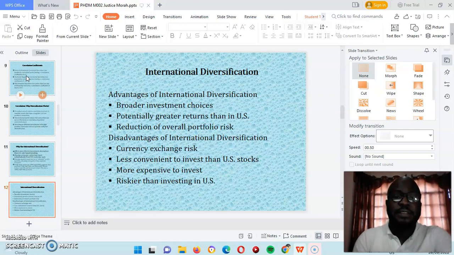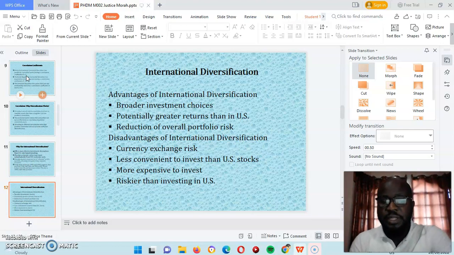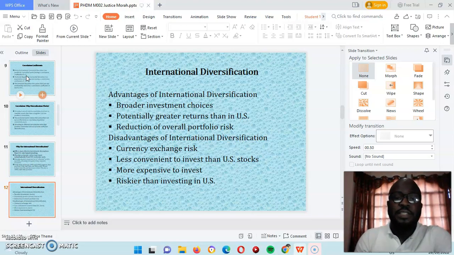We have the advantages of international diversification and also the disadvantages. The first advantage is broader investment choice. Then we have the potentially greater return than in the US. Then we have the reduction of overall portfolio risk. Going to the disadvantages of international diversification, we have the currency exchange risk, it is less convenient to invest than US stock, more expensive to invest, and riskier than investing in the US.